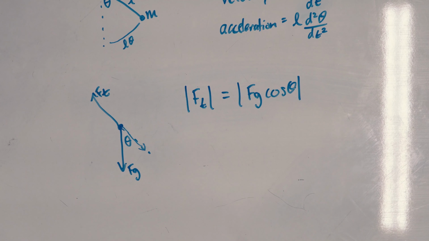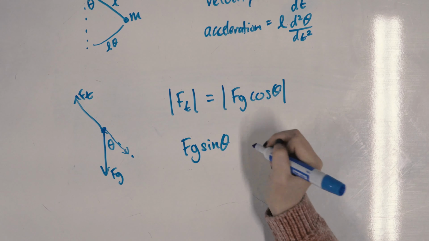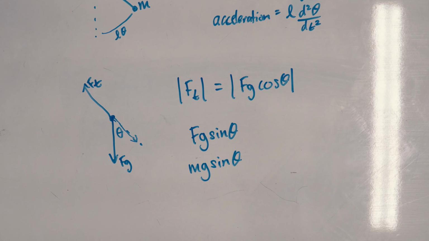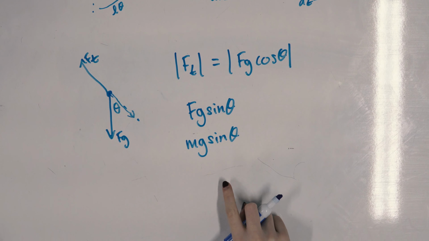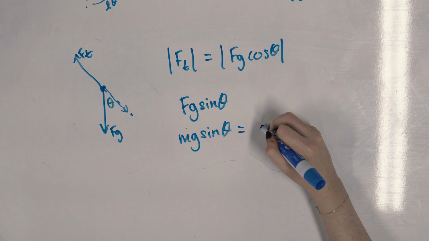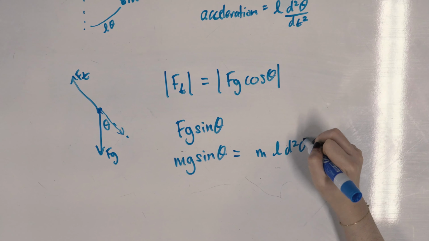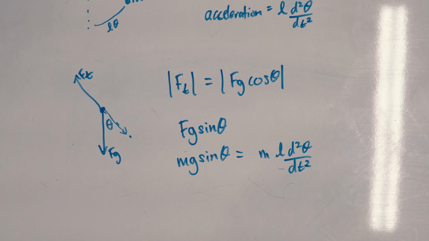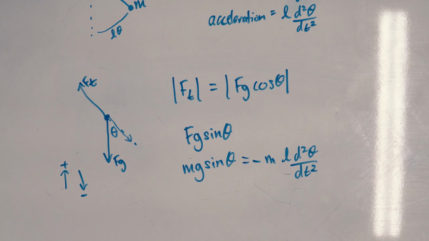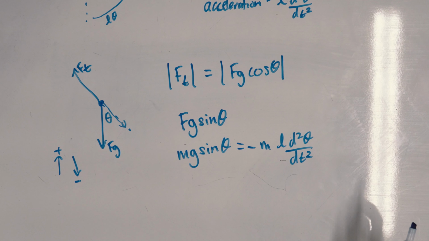The force that's causing the pendulum to move at a non-constant velocity is the sine component, which I'm going to rewrite as mg sine theta. Since this force is the only force that's causing the pendulum to move, we can use Newton's second law and set that equal to mass times the acceleration, which we derived here. If we set up as positive and down as negative, the acceleration would have to be negative. And this is what we would have if we assume that there was no friction in the system.